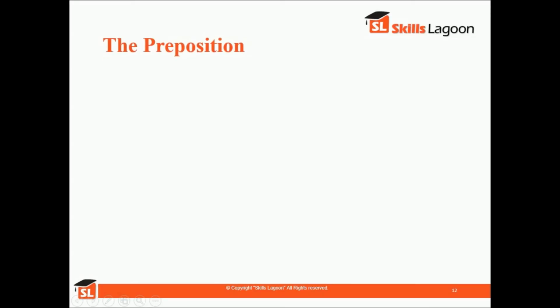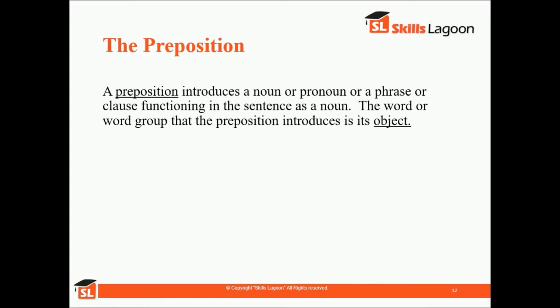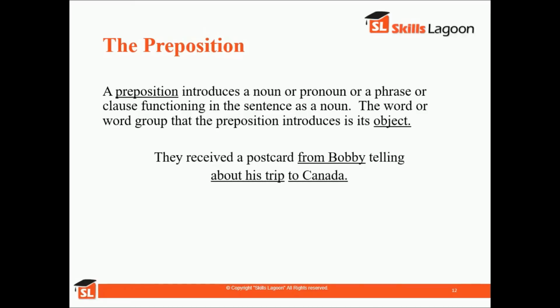Next type of parts of speech is the preposition. A preposition introduces a noun or pronoun or a phrase or a clause functioning in the sentence as a noun. The word or word group that the preposition introduces is its object. For example, they received a postcard from Bobby telling about his trip to Canada. In this sentence, there are three prepositions: from Bobby, about his trip, to Canada. So these are showing direction towards nouns and pronouns.